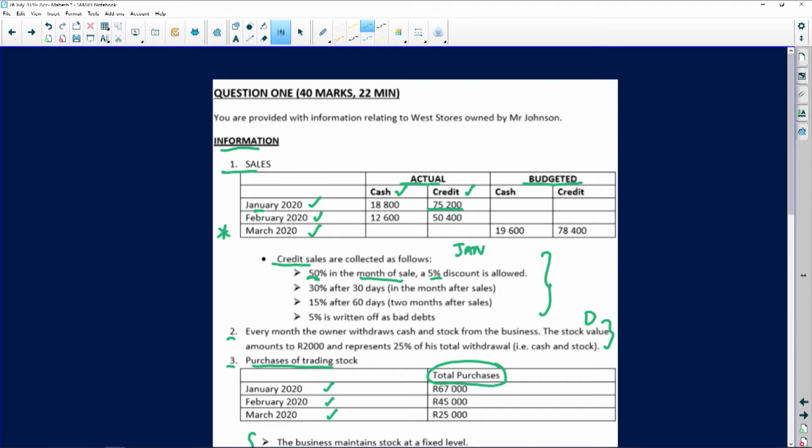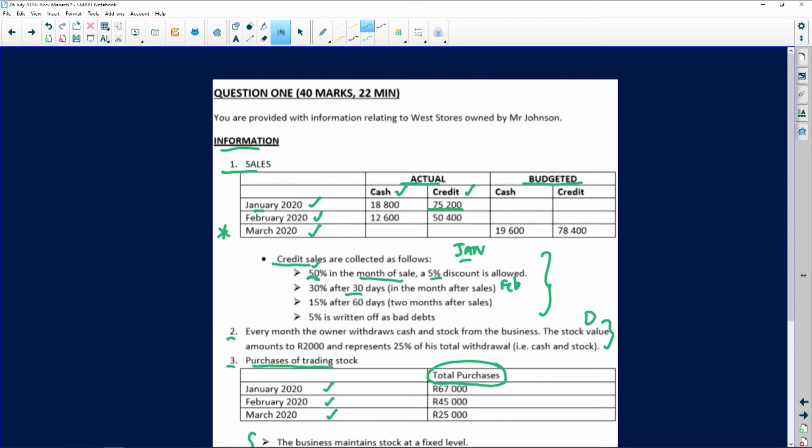Right, let's go back to the way my debtors pay. So 50% sorted. Let's now look at the rest. 30% pay after 30 days. So again, you sell in January. 30% of my debtors will pay 1 month later, after 30 days, which is clearly the month of February.